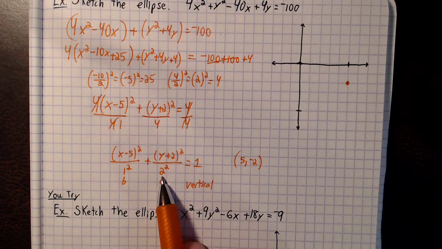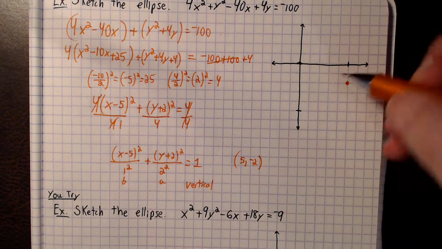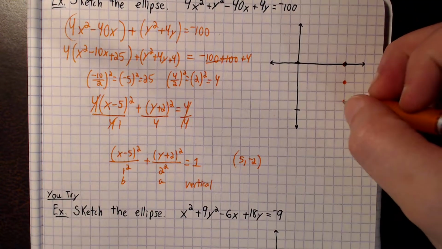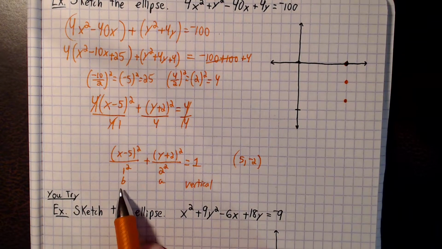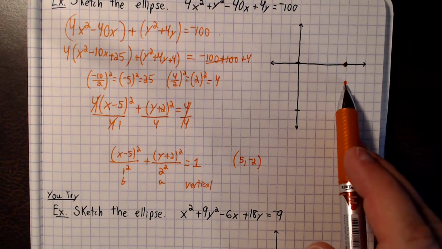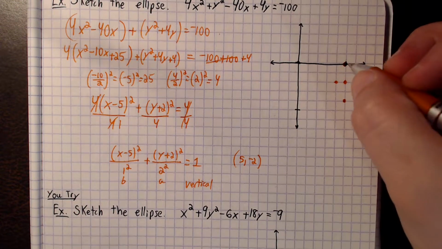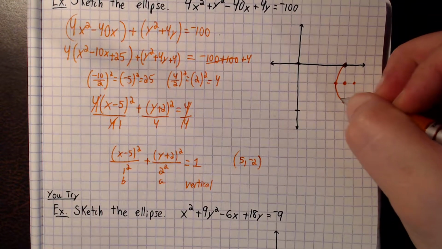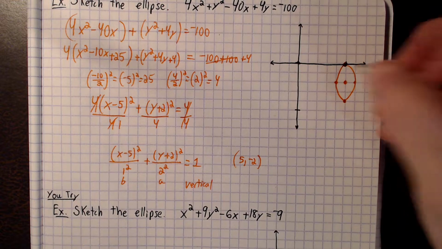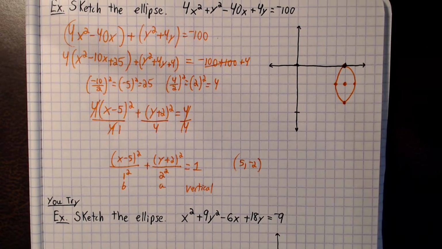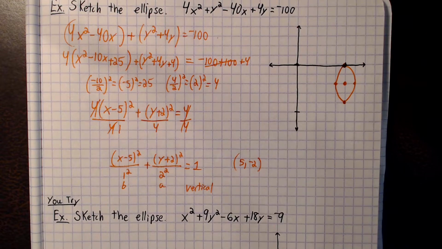Our A, which is vertical, I got to go up 2 units and down 2 units from our center. Our B value is 1, so from our center I go left 1 and I go right 1, and then we connect. And there's your ellipse. So really not bad, right?